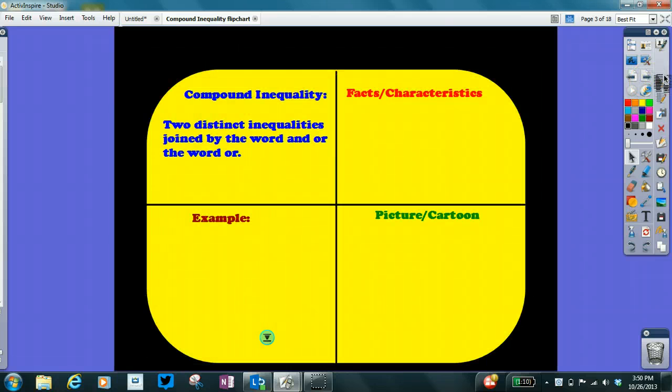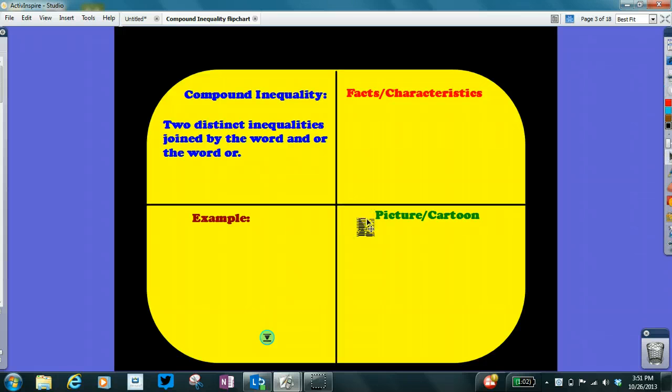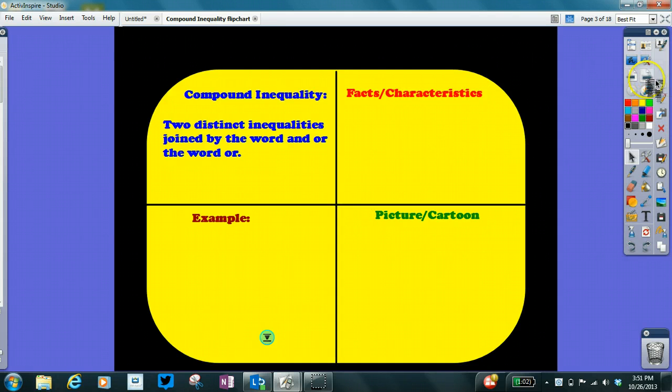And this is something we're actually going to do in class, but I want to give you a look at it. It's breaking down what is a compound inequality, the definition, and being able to describe it. The definition is two distinct inequalities joined by the word and or the word or. And again, we're going to do this in class, so just so you can look at it and get a preview of it.